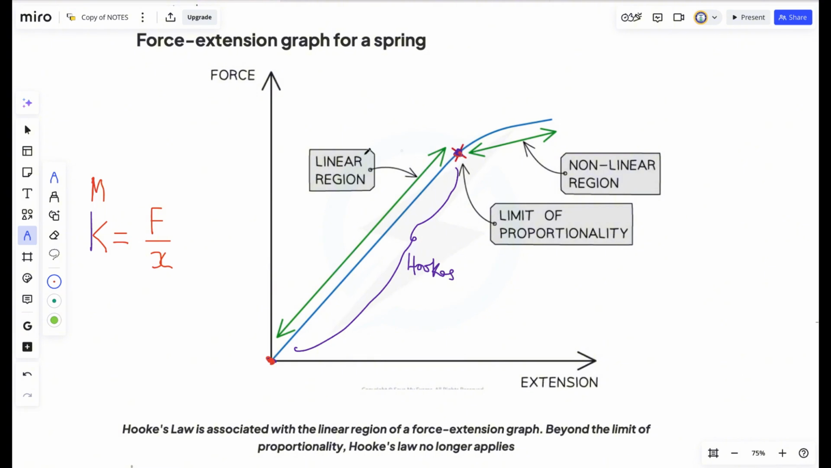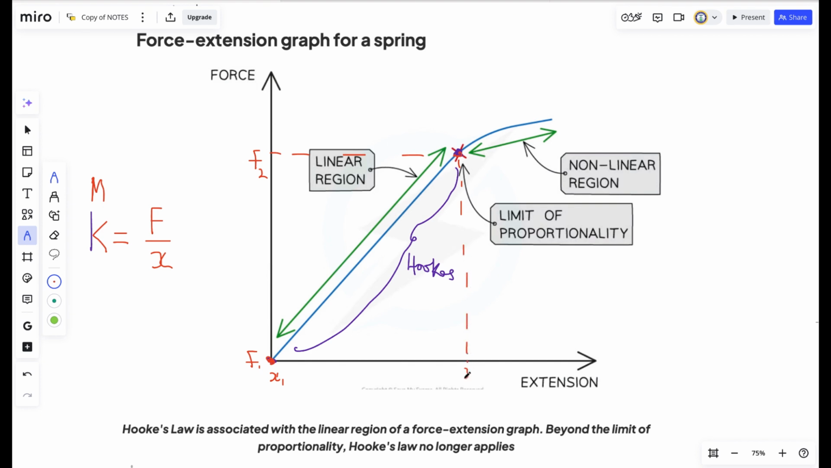If you trace this to the vertical axis, this will be your f2. And the beginning point will be your f1. Similarly, on the horizontal axis, the beginning will be our x1, and if you trace this one down, this will be our x2.